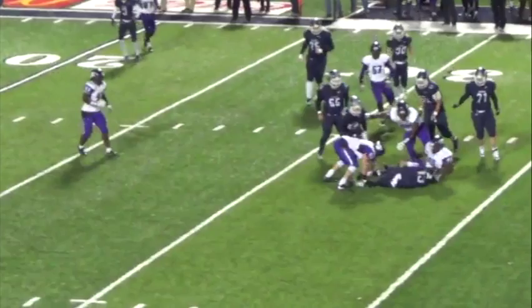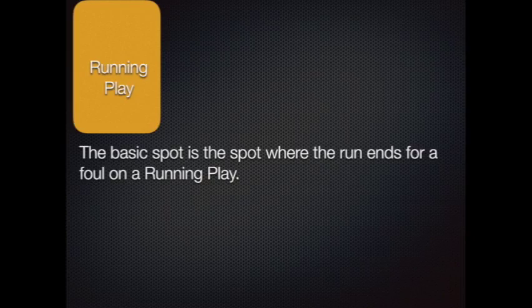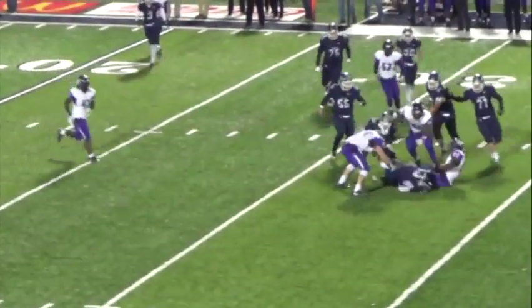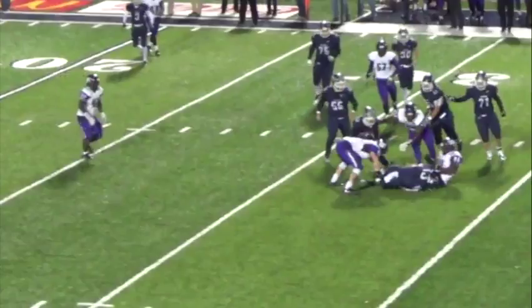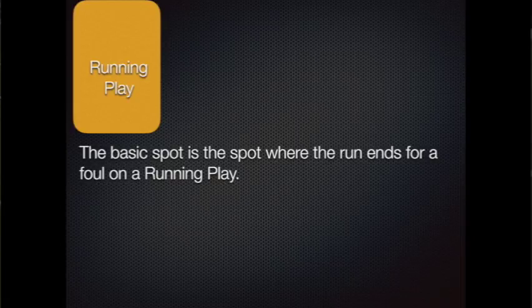So we go back to the running play hopper. And we know that on a running play, the basic spot is the spot where the run ends for a foul on a running play. And that's the spot where the quarterback is sacked. So the foul for defensive holding, there is no special provision in the statement of penalty, so you apply the all but one principle, which means that fouls that occur by the team in possession of the ball that occur beyond the basic spot are enforced from the basic spot. So we just need 10 yards from the place where this quarterback is sacked, and we need to replay the down.